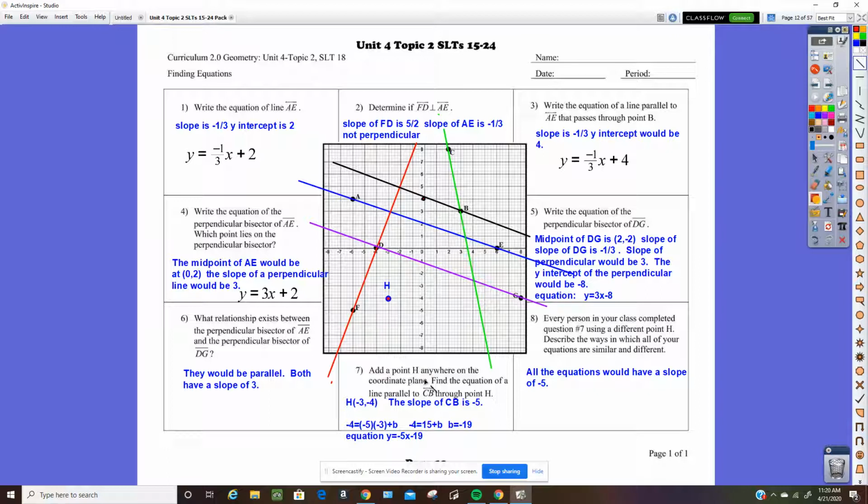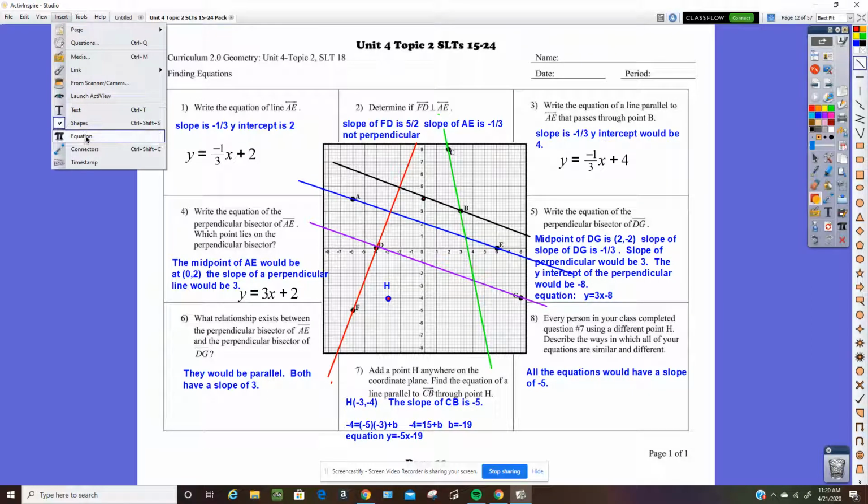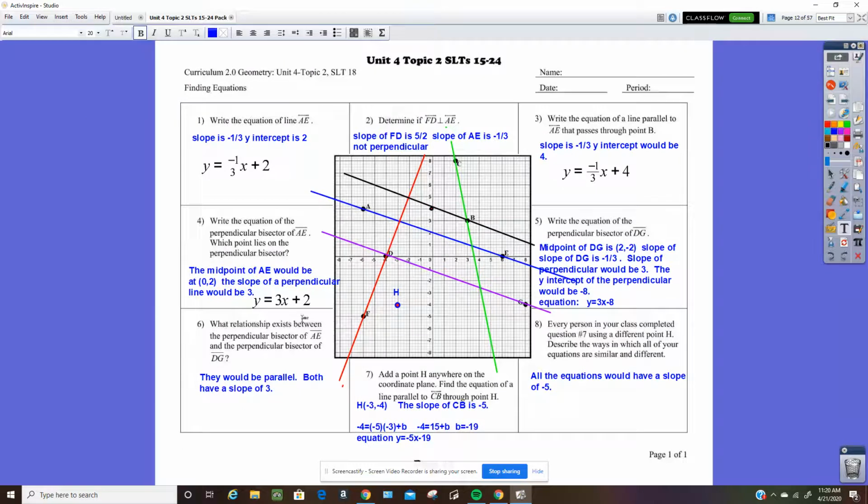It said add point H anywhere on the coordinate plane and find the equation of the line parallel to CB through H. So I used the slope-intercept form of the line. You could also use the point-slope form of the line, which they do in one of the checks for understanding. So let me insert that here.